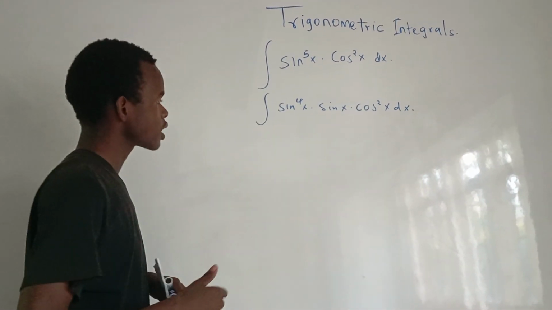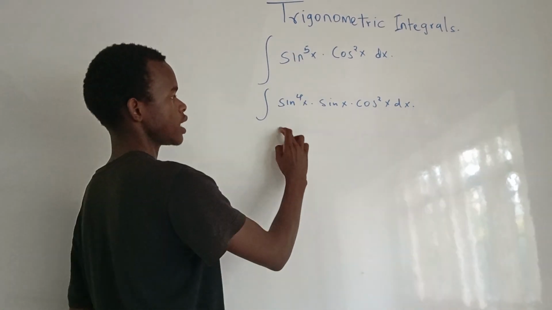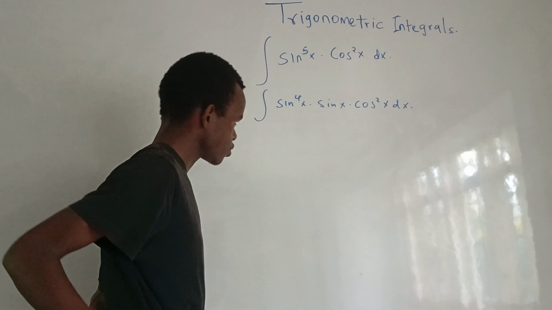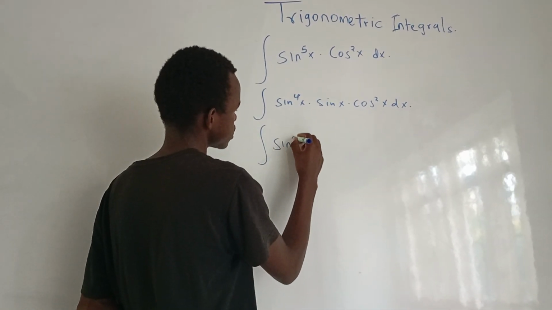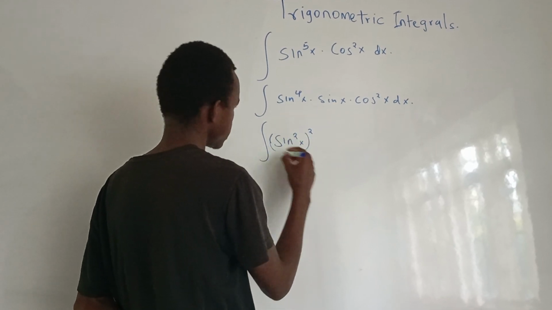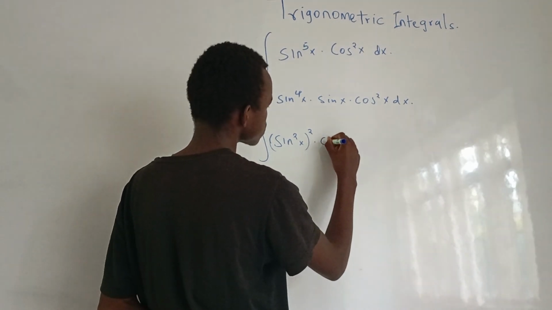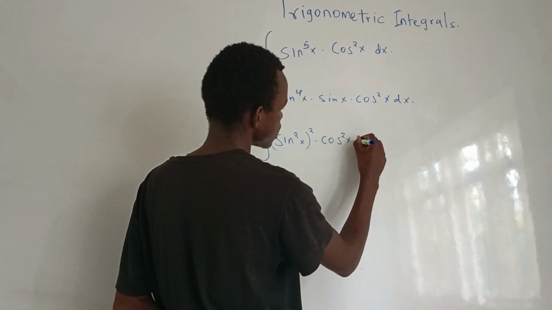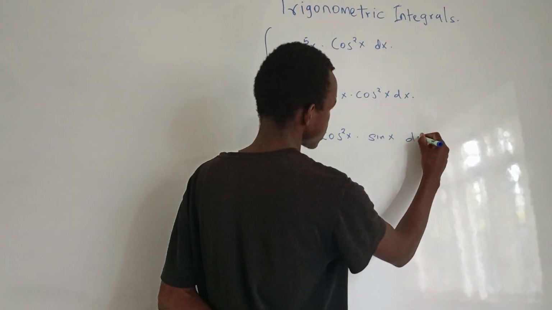The second procedure, as you can see, this is sine to the 4th. So I'll just write sine squared, then I raise it to the second. So I'll get sine squared of x, then I raise it to 2. It's just the same as 4, okay? Multiply, I'll start with cos squared of x, then multiply with my sine of x dx.